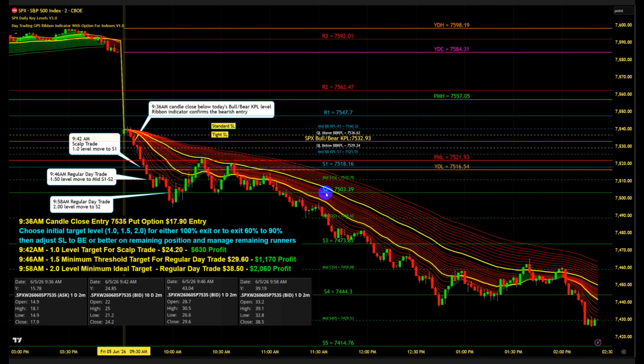Once price reaches your selected target, you have two trade management choices. The first option is to exit the entire position and lock in the full profit from the trade. The second option is to scale out.